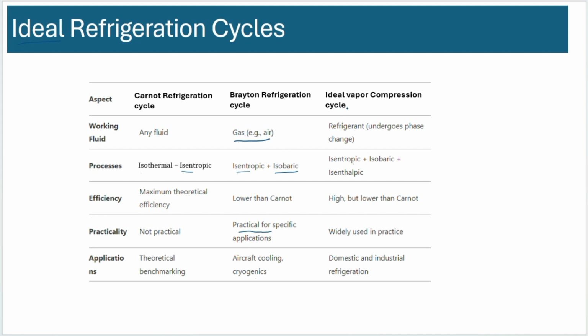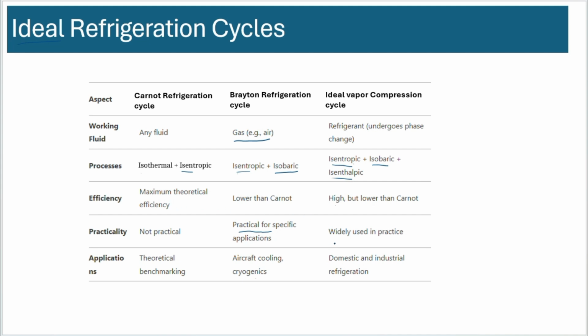So, the ideal vapor compression cycle. This is the one on which domestic and industrial refrigeration systems are mostly modeled. It has basically three types of processes inside: isobaric heat rejection and addition, isentropic compression, and isenthalpic expansion, which is like Joule-Thomson. The efficiency is usually higher than the Brayton cycle, but lower than the Carnot.